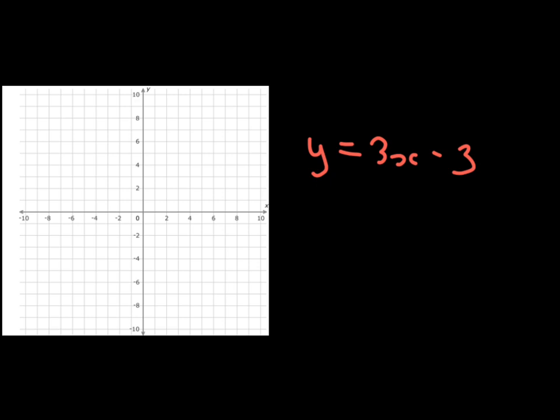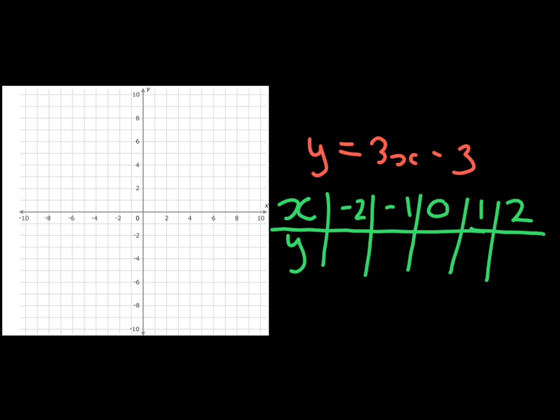So since we now have our equation, we can now create our table. Once we have our table, we then need to substitute each of these x values into our equation. So we start off by substituting in -2 into the place of x, and we get that 3 times -2 gives us -6, -3 gives us -9.